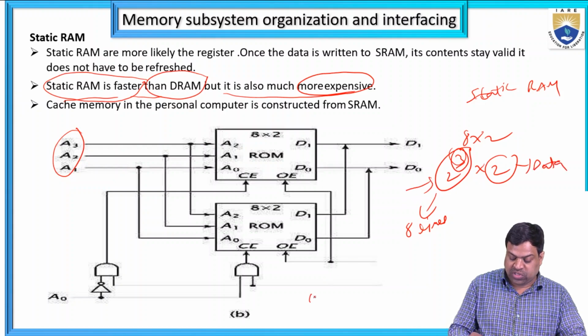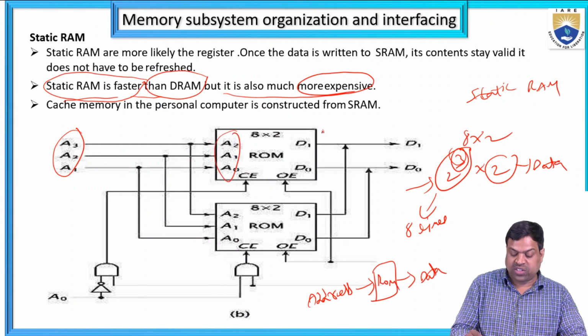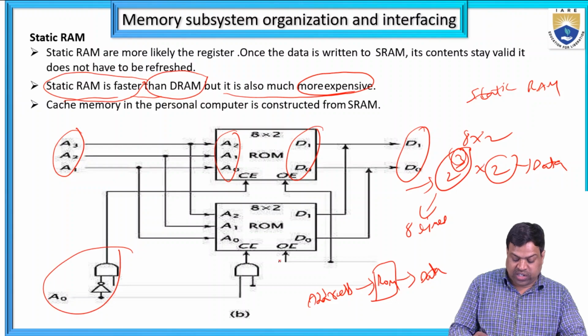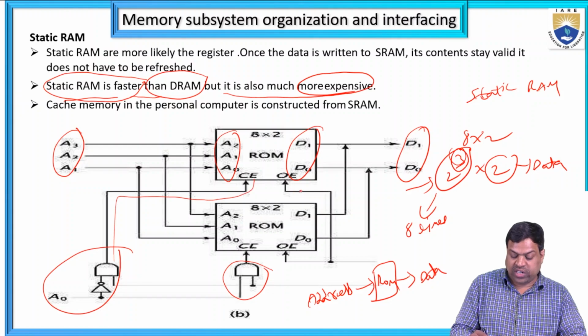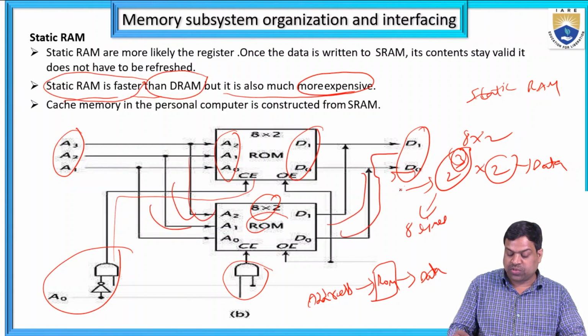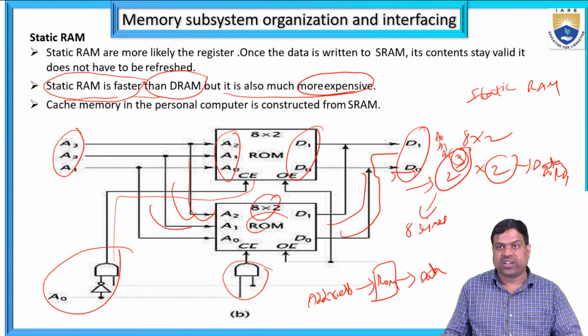So input is the address line, and output is the data. There are 3 address lines and 2 data lines, D0 and D1. This is connected to the CE and to the OE. Another one is also a ROM, also 8 into 2. So 3 address lines and 2 data lines are connected to it. The data lines are D0 and D1, and the address lines are A0, A1 and A2.